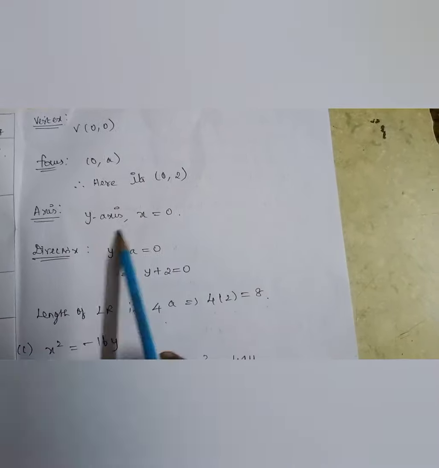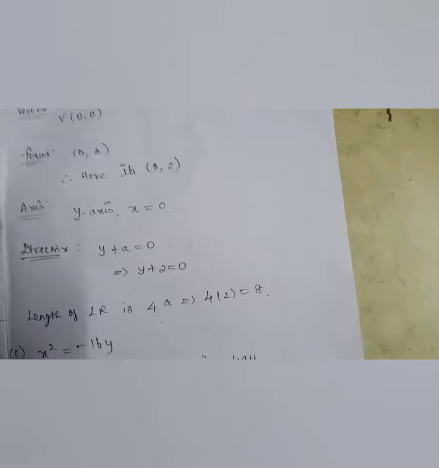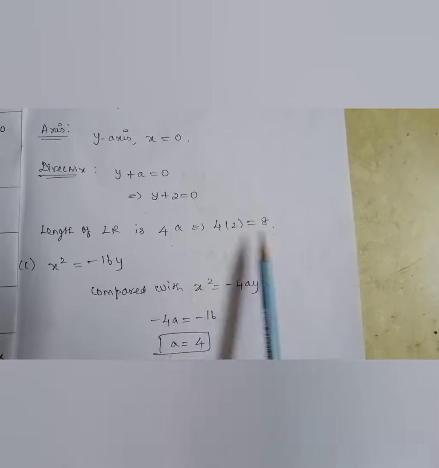So the focus is 0, a, that is 0, 2. The axis is the y-axis, that is x is equal to 0. The directrix is y plus a equal to 0 and a is 2, so y plus 2 is equal to 0. The length of latus rectum is 4a, so 4 into 2 equal to 8.